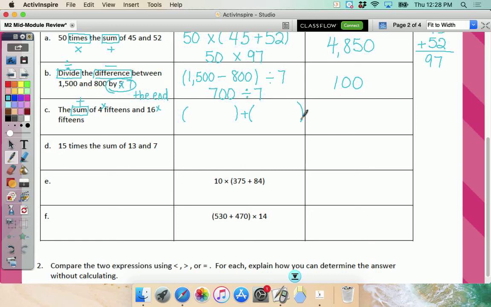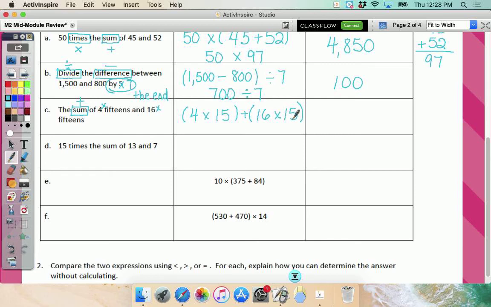Write this down. So what goes in the first set of parentheses, Samantha? 4 times 15. Good. And what goes in the second set of parentheses, Raymond? 16 times 15. Correct? So I've got 4 15s and 16 15s.